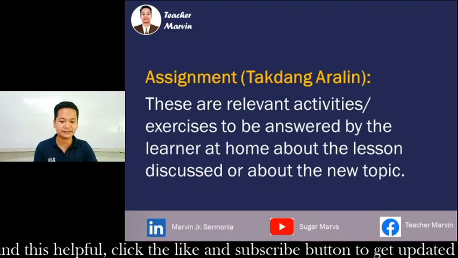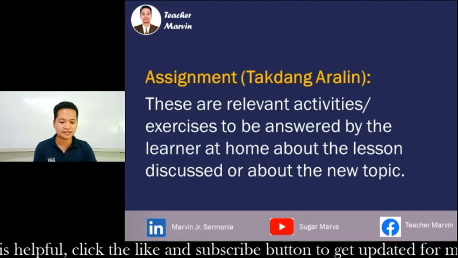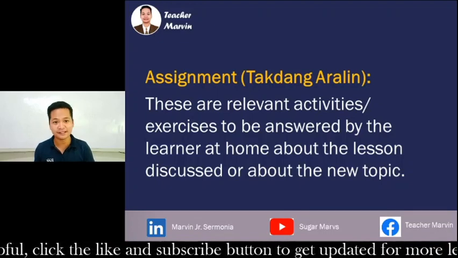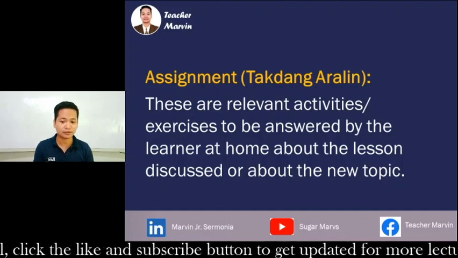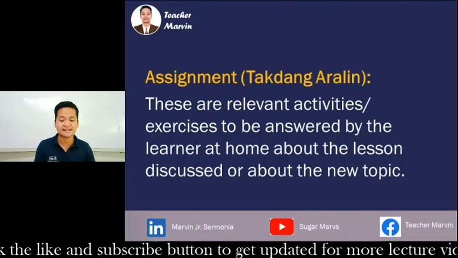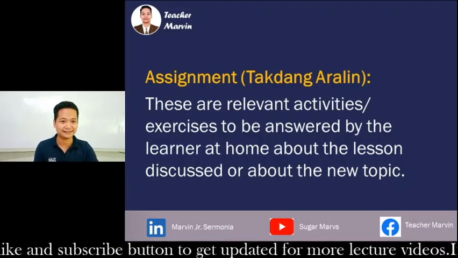So these are relevant activities, exercises to be answered by the learner at home about the lesson discussed or about the new topic. So pwede kang magbigay ng assignment for them to practice or another assignment which could prepare the students for the next lesson. It could be, pwede mo gawin po yun. Ayan.